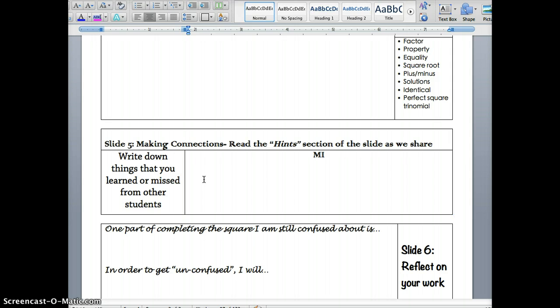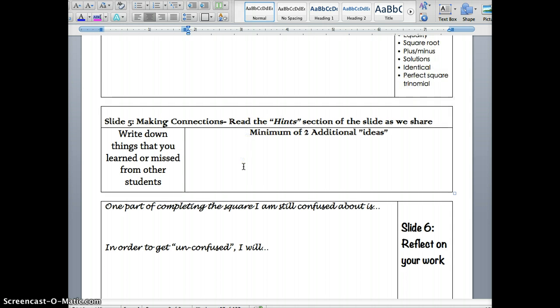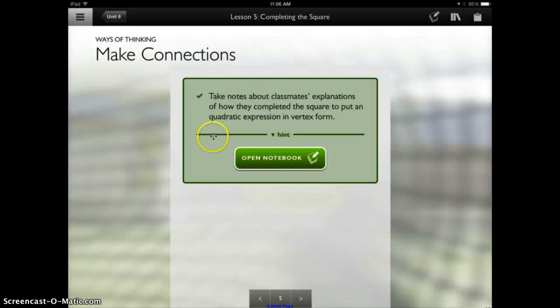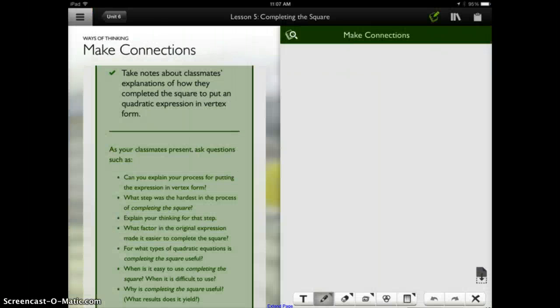You need a minimum of 2 additional ideas that you get from your fellow students. A minimum of 2 additional ideas. Now slide 6 is, I believe, our second to last slide.